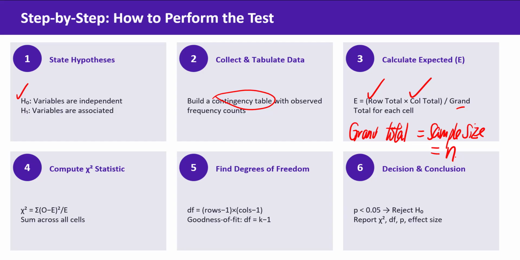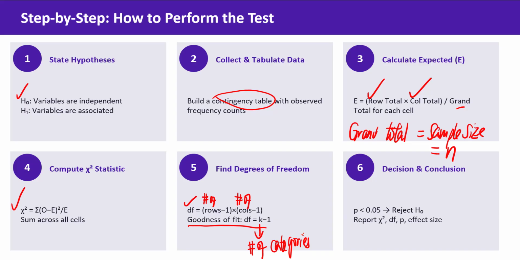Okay. And then we compute the chi-square statistic using the formula. Sum up all the squared differences over expected. And then for the degrees of freedom for the test of independence, degrees of freedom is going to be the number of rows minus 1 times the number of columns minus 1. And for the goodness of fit, we do k, degrees of freedom is k minus 1. K here represents the number of categories in our sample data.